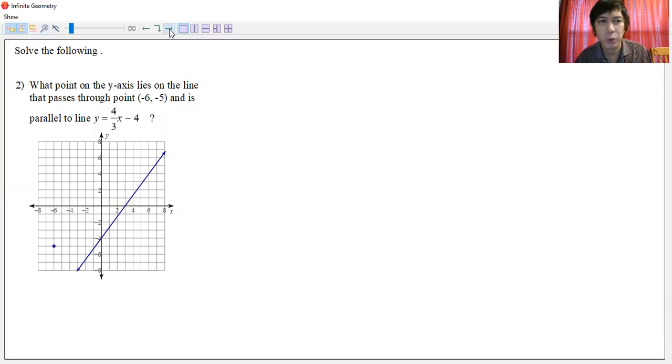Okay, here's number 2. What point on the y-axis lies on the line that passes through point (-6, -5), and is parallel to the line y is equal to 4/3 x minus 4? Now, you can see the problem says parallel to. That means we're going to use the same slope, okay? We're going to use the same slope, 4 over 3. So from the given line, this is the given line.